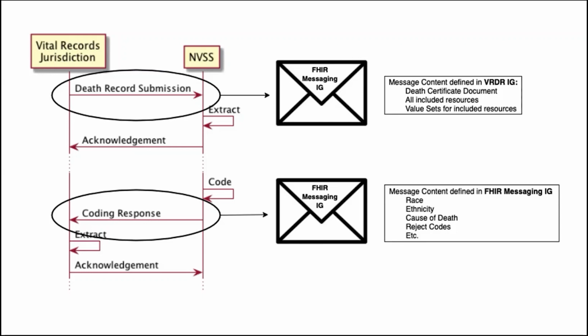And then a coding response is returned from the National Vital Statistics System to the vital records jurisdiction. That also makes use of the FHIR messaging implementation guide to define the envelope, but the content for that coding response is at this time also defined in the FHIR messaging IG. So that includes things like coding of race, ethnicity, cause of death, rejection codes, and so on.